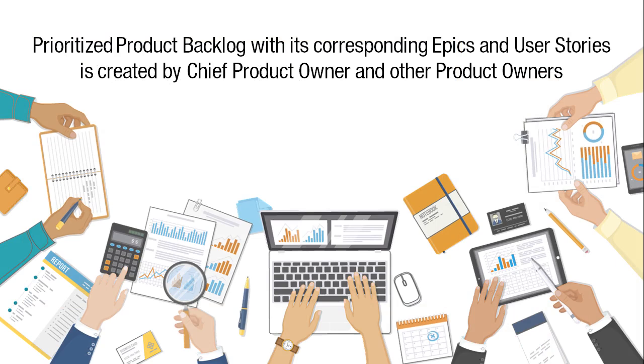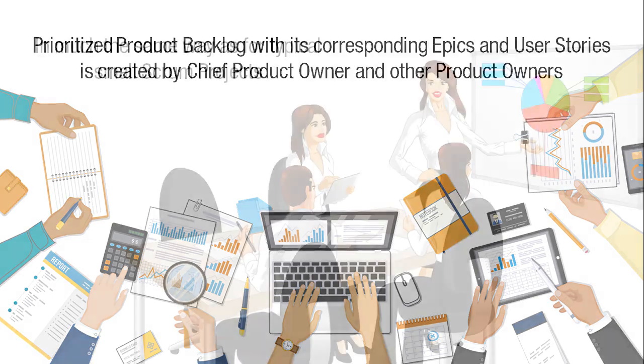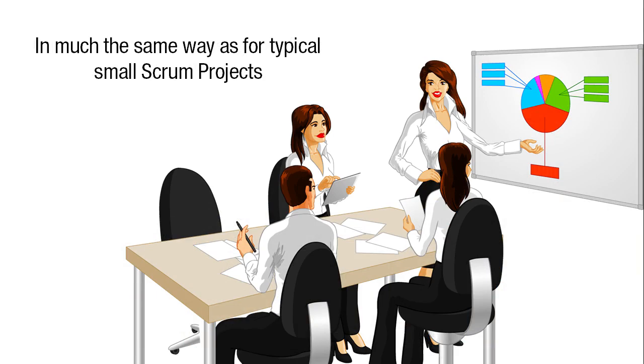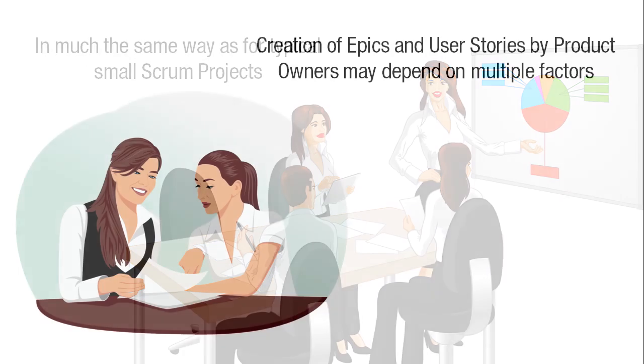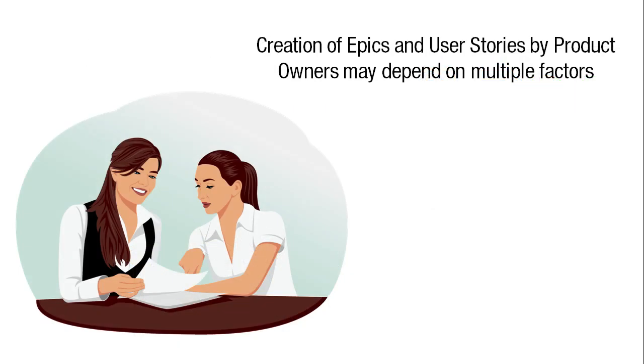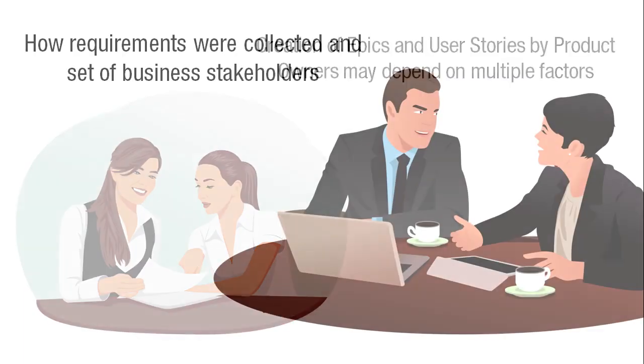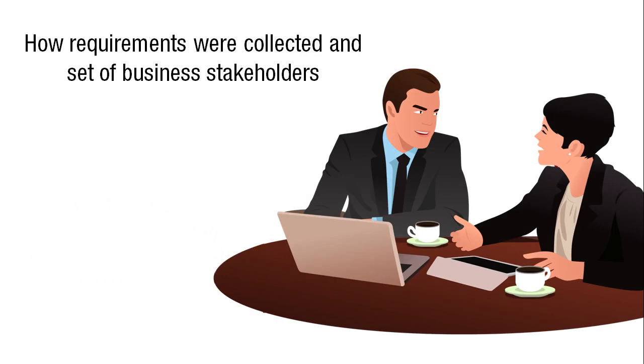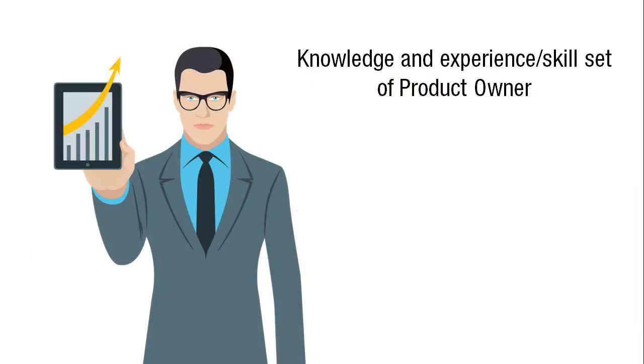In a large project, the prioritized product backlog, with its corresponding epics and user stories, is created by the chief product owner and other product owners in much the same way as for a typical small Scrum project. The creation of epics and user stories by the product owners may depend on multiple factors, such as how the requirements were collected from the business stakeholders, and knowledge and experience or skill set of the product owners.